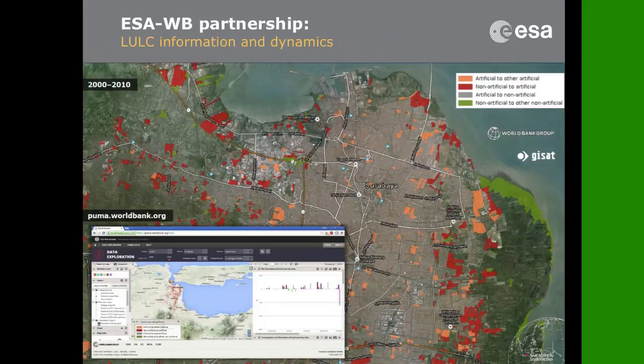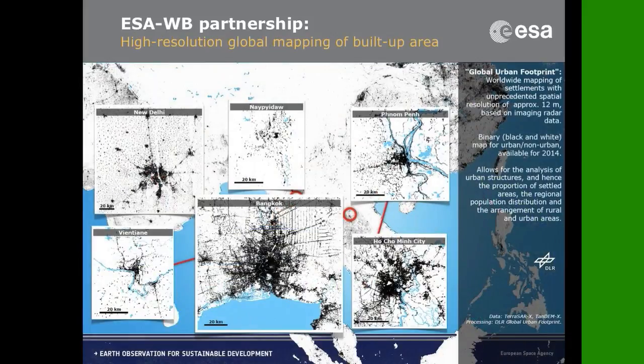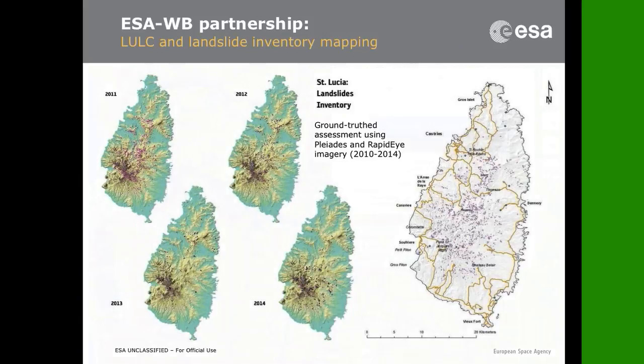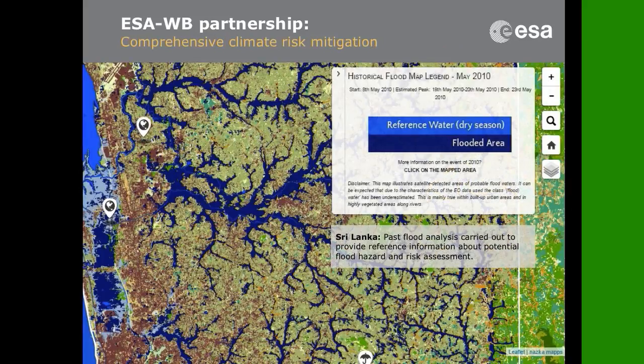A few examples of those projects: land use, land cover information dynamics. We helped the World Bank build their data platform called Puma, where they put all the urban spatial data and archive it and facilitate access to it. We also, together with some World Bank funding, had the German Space Agency develop that global high-resolution built-up area product, called Global Urban Footprint. Detection and characterization of informal settlements, also important in a disaster context, as you need to classify different types of exposure in urban settings. Landslide inventory mapping, flood mapping, climate risk mitigation. So we really address the entire portfolio of sustainable development in our engagement.